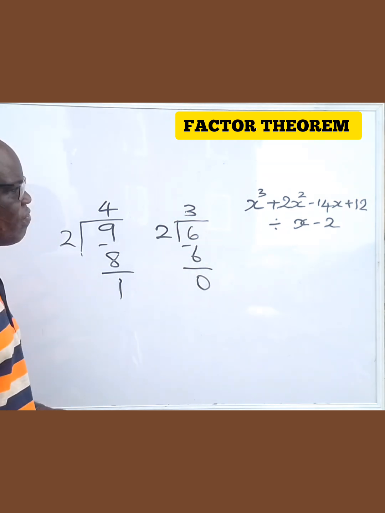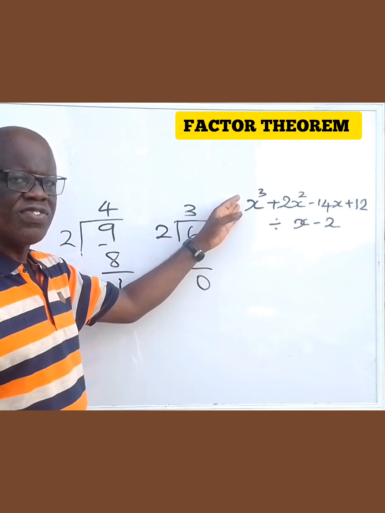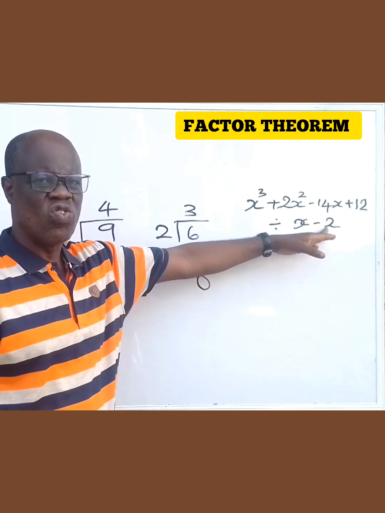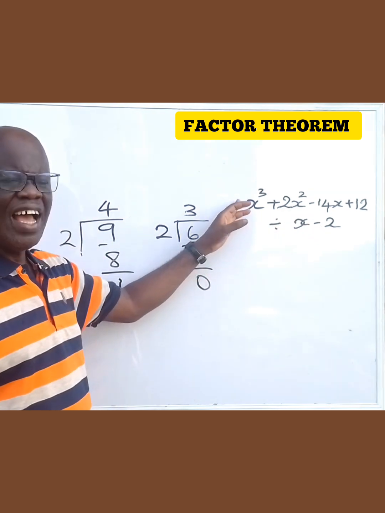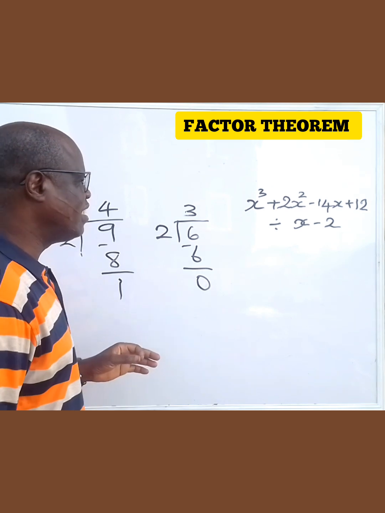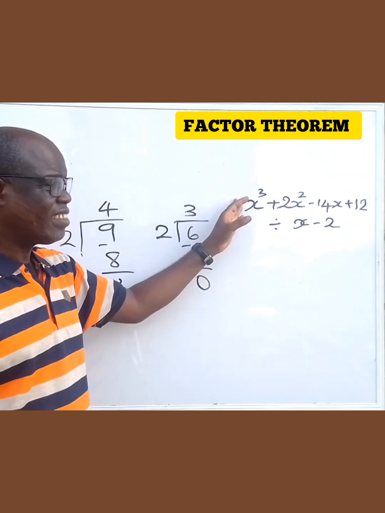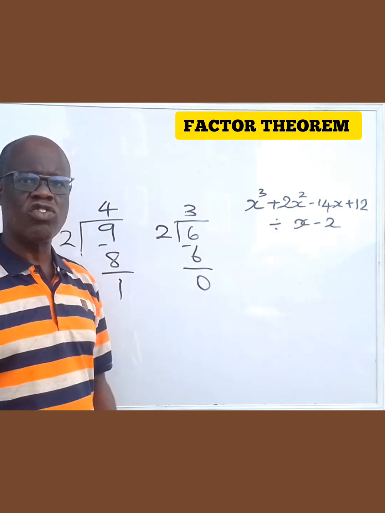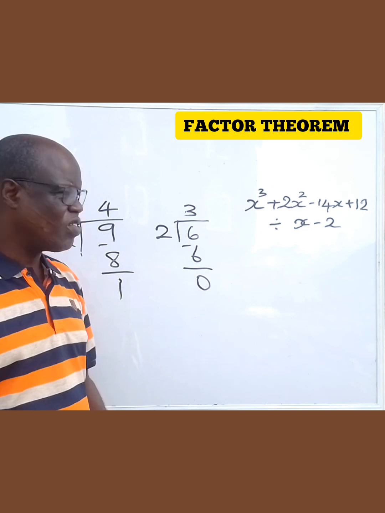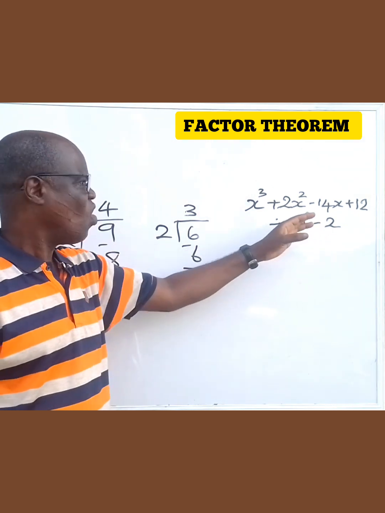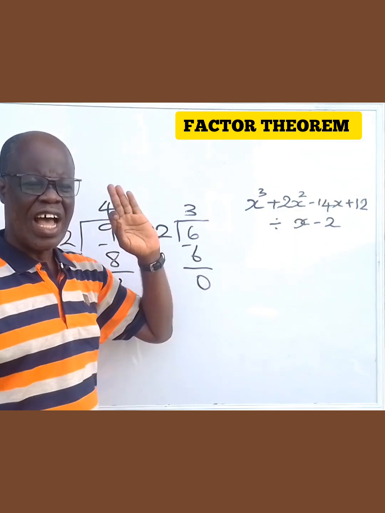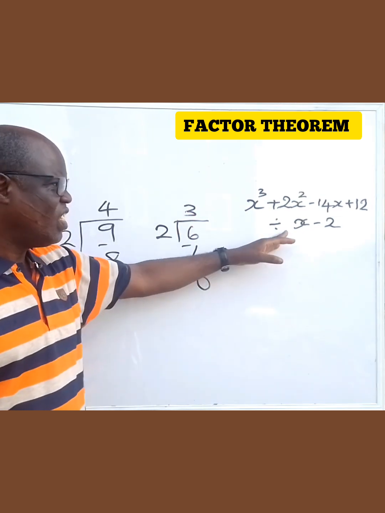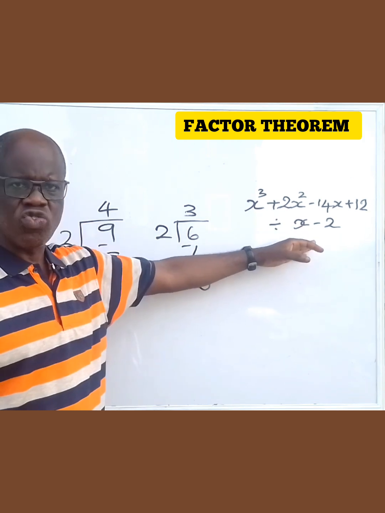So when you have polynomial expression of this nature, the first thing you have to determine is, is this x minus 2 a factor of this one? And how do you determine that? You will determine that by finding the remainder. That is, if you divide this expression by x minus 2, you get the remainder to be 0. If you get the remainder to be 0, it means this is a factor of this expression. So our business now is, let's find out whether the remainder will be 0 if we divide this by x minus 2.